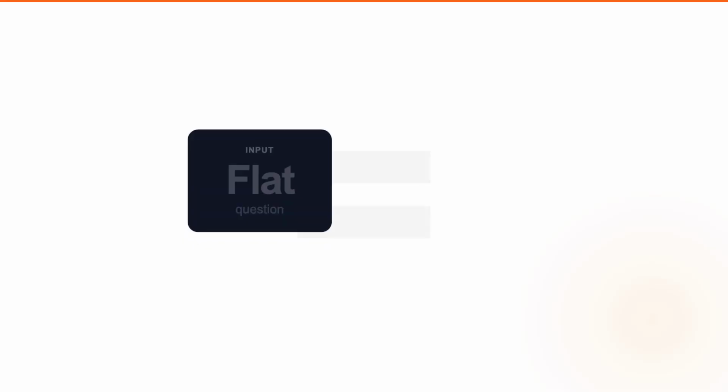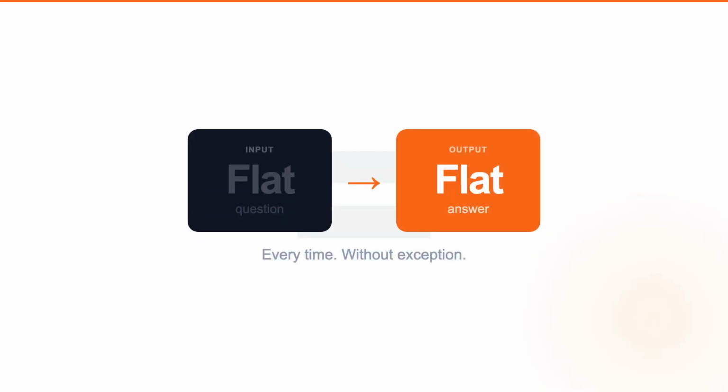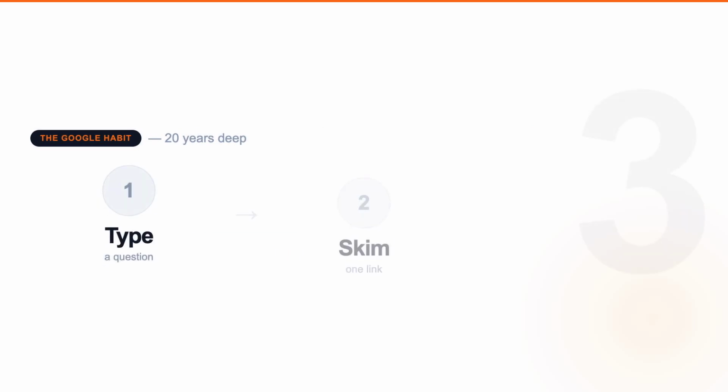Once you see it, you can never unsee it. Every flat answer you get from an AI started with a flat question you gave it. You type a question, you hit enter, you skim through the answer, you move on. This is how we use Google, and if this is the same way you want to use ChatGPT, then I assure you, you're only going to get about 10% of what you're subscribing for.